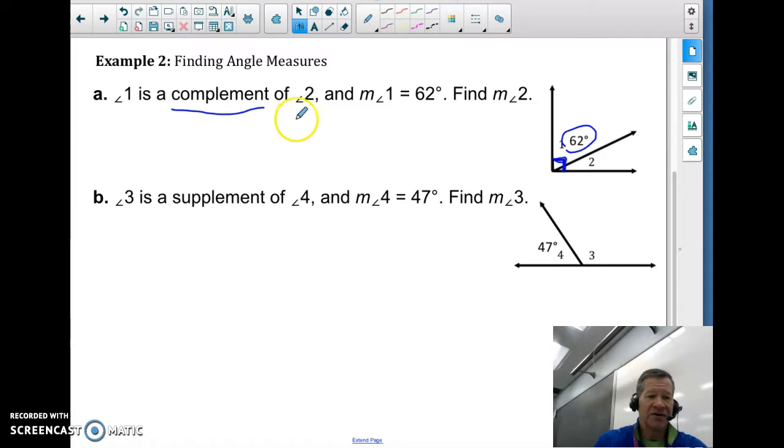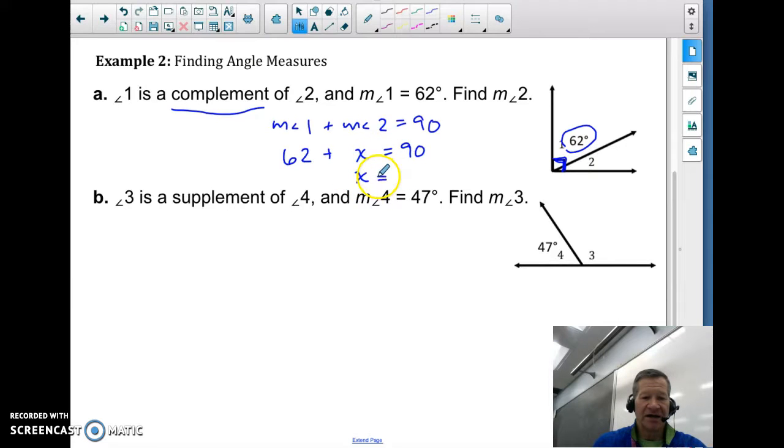So if I know the measure of angle 1 plus the measure of angle 2 add up to 90, and I don't know angle 2, I can say angle 1, which is 62, plus angle 2, which I don't know, so I'll call it x, equals 90. I can subtract 62 from both sides, and I can get 28 degrees. So the measure of angle 2 must be 28 degrees.